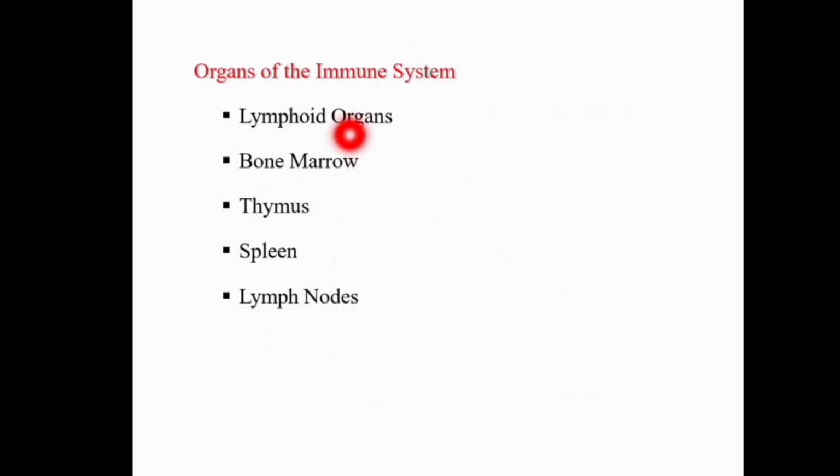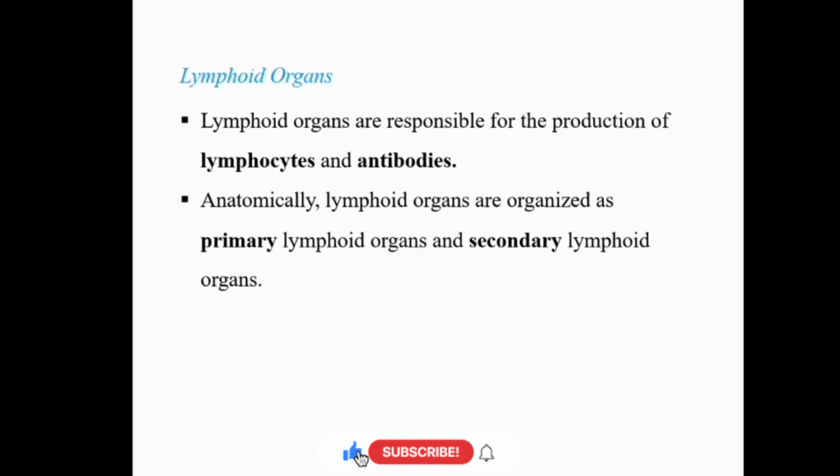The organs of the immune system. The organs of the immune system are lymphoid organs: bone marrow, thymus, spleen, and lymph nodes. These are all the main organs involved in the immune system. What is a lymphoid organ? A lymphoid organ is responsible for the production of lymphocytes and antibodies. Primarily, lymphoid organs are classified as primary lymphoid organs and secondary lymphoid organs.